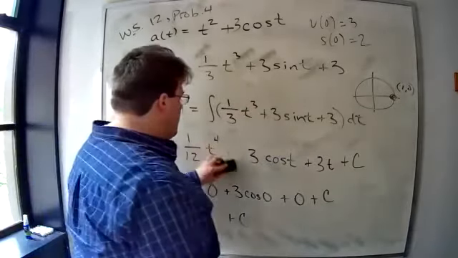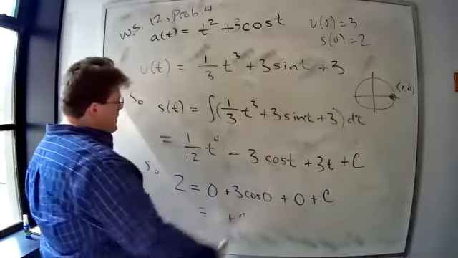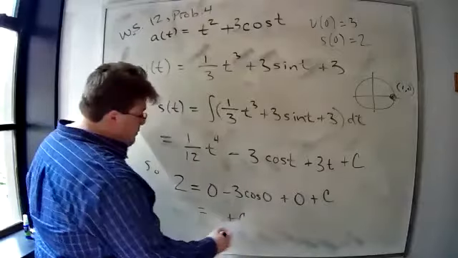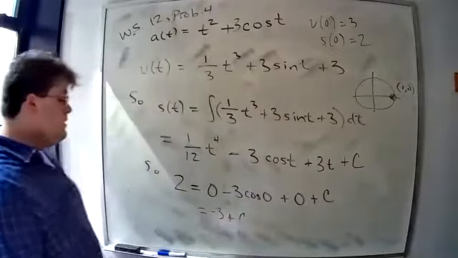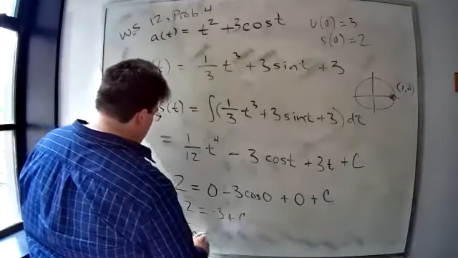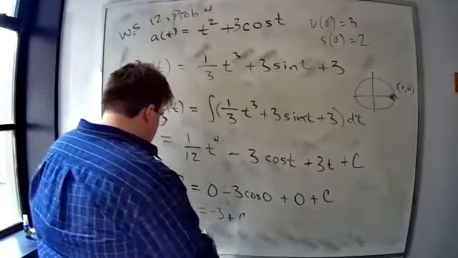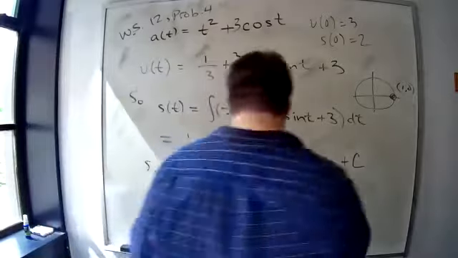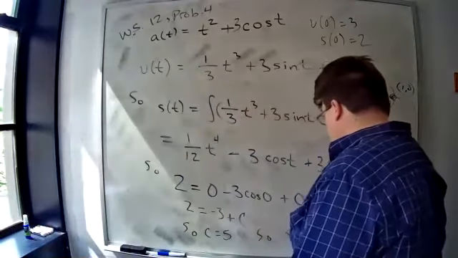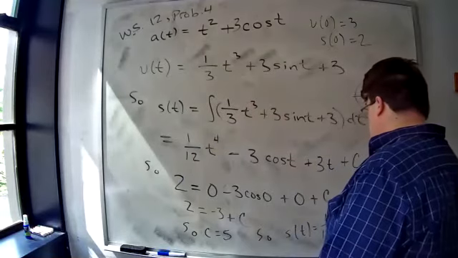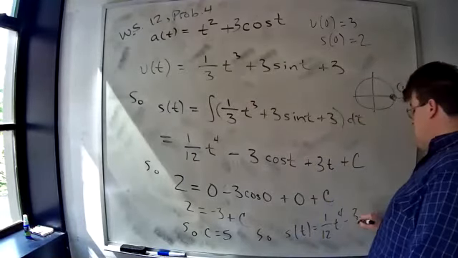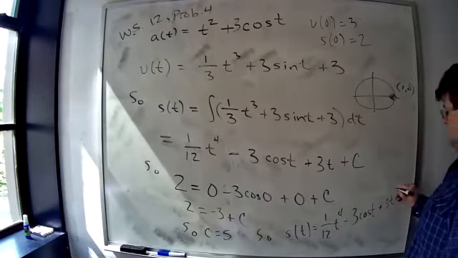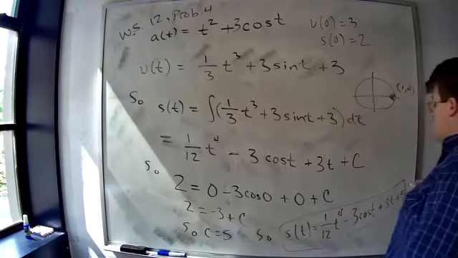And that does change this to a negative because the derivative of cosine is negative sine. So negatives make a positive, which make that a negative 3, which makes that negative 3 times 1, negative 3. 2 equals c plus 3. So c equals 5. Which tells you the position function you wanted is a 12th t to the 4th minus 3 cosine t plus 3t with that c value, c equals 5.